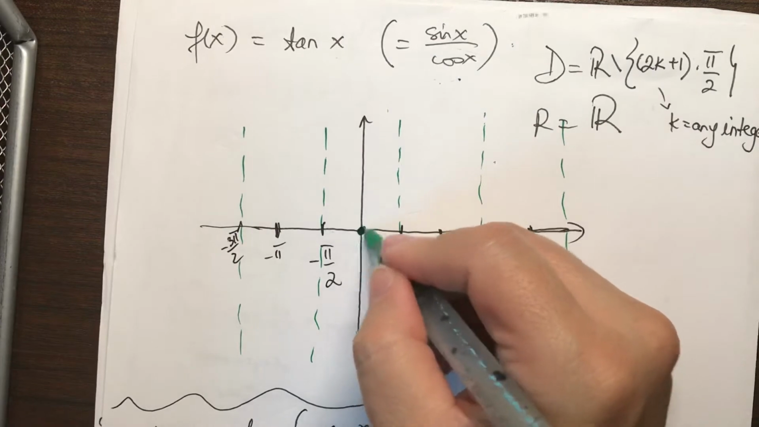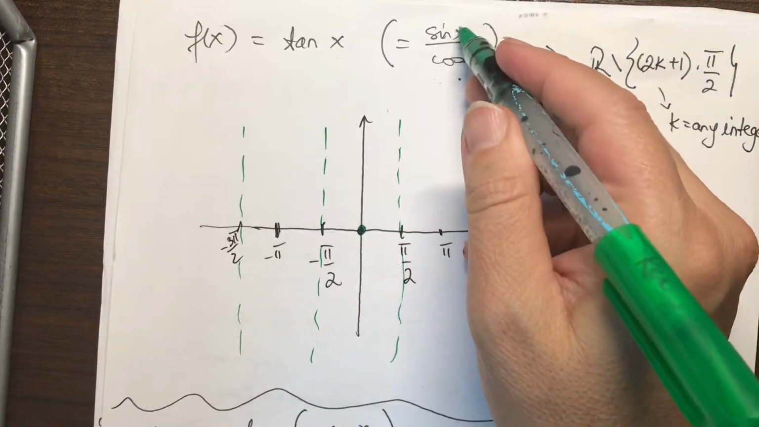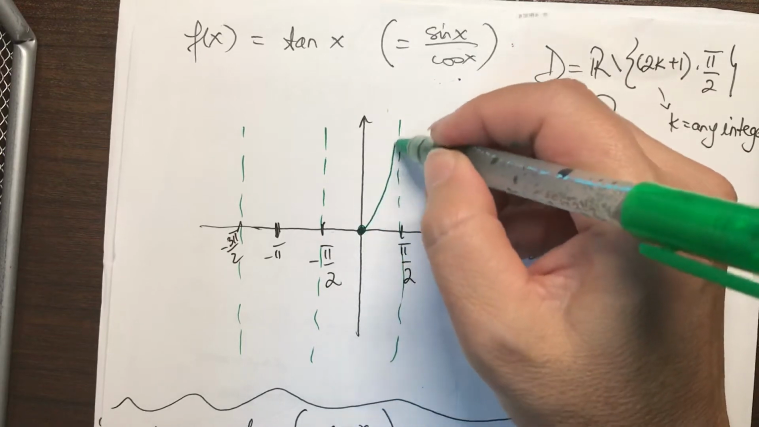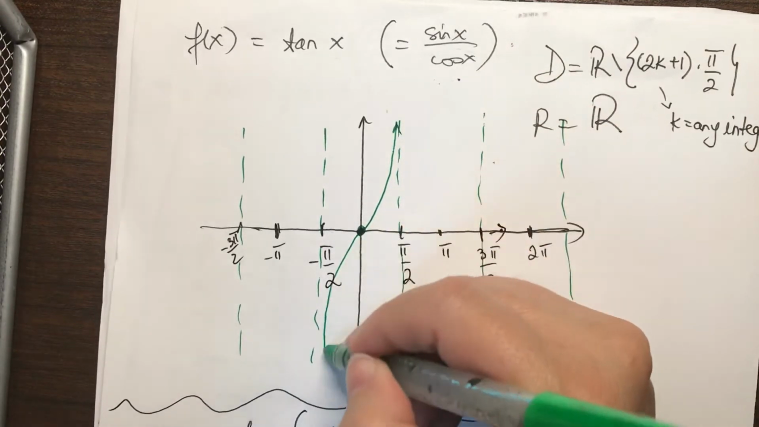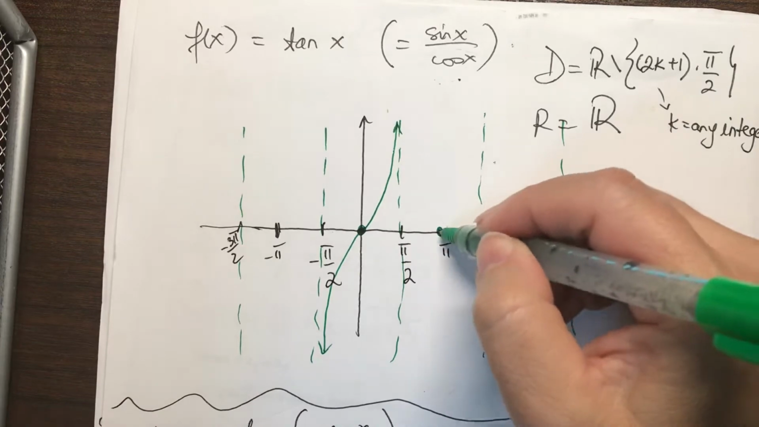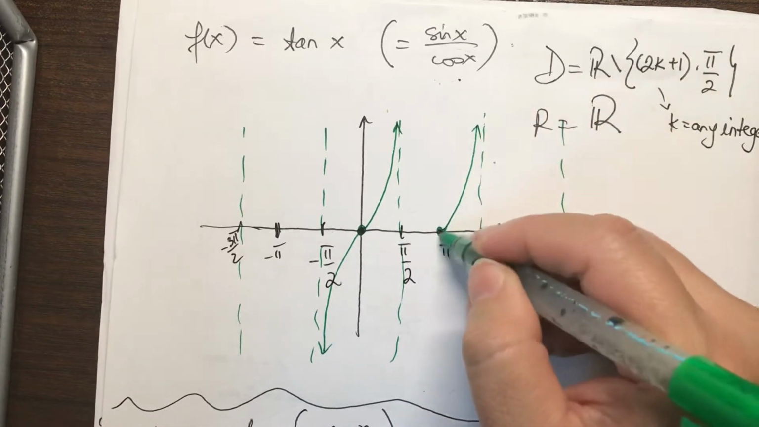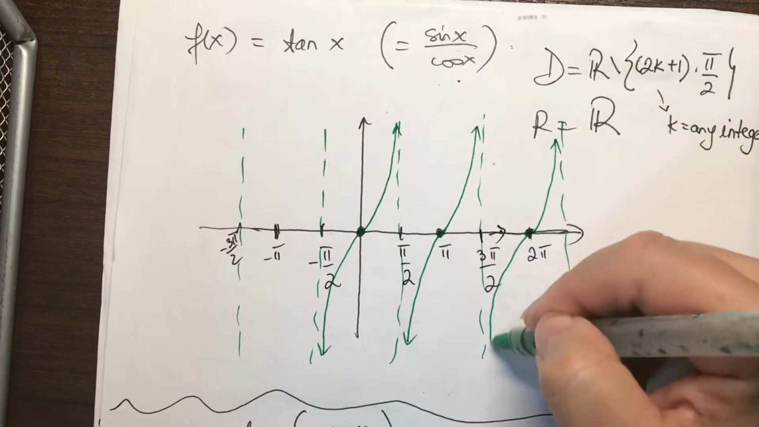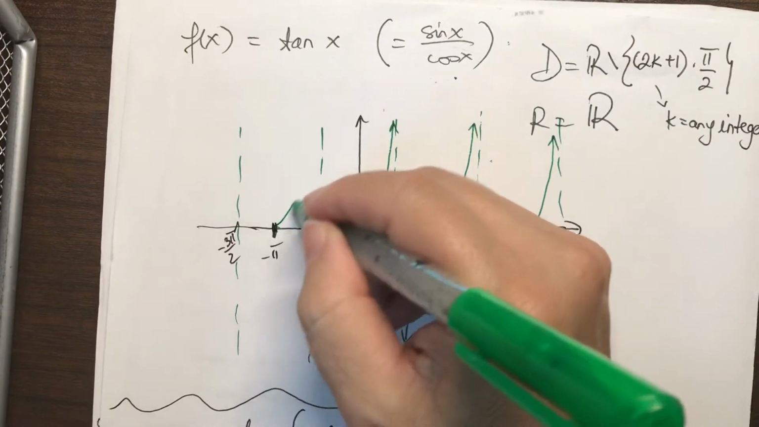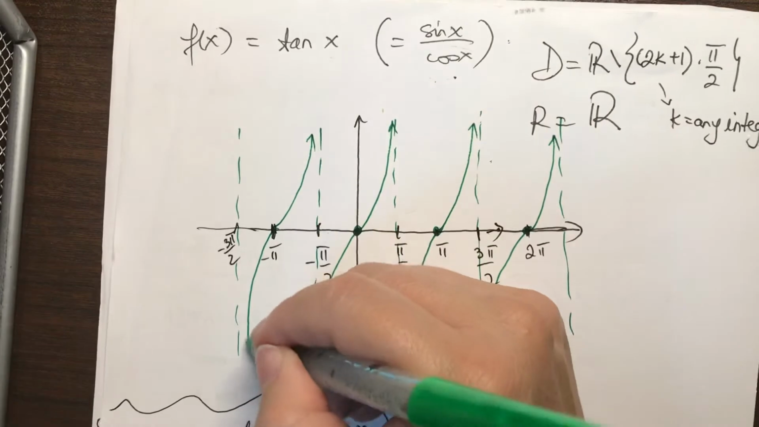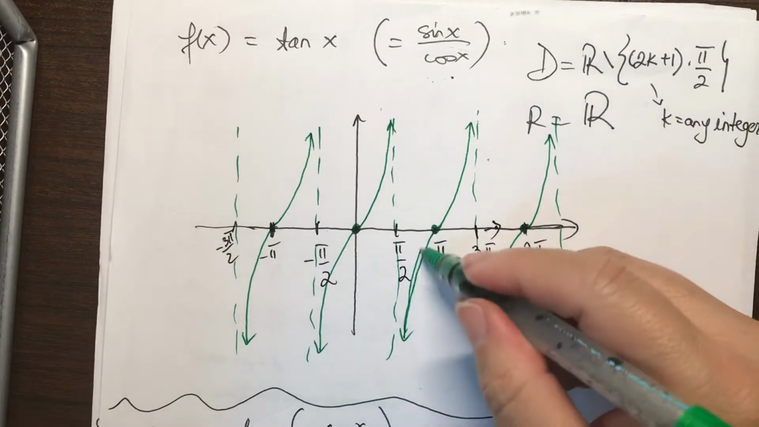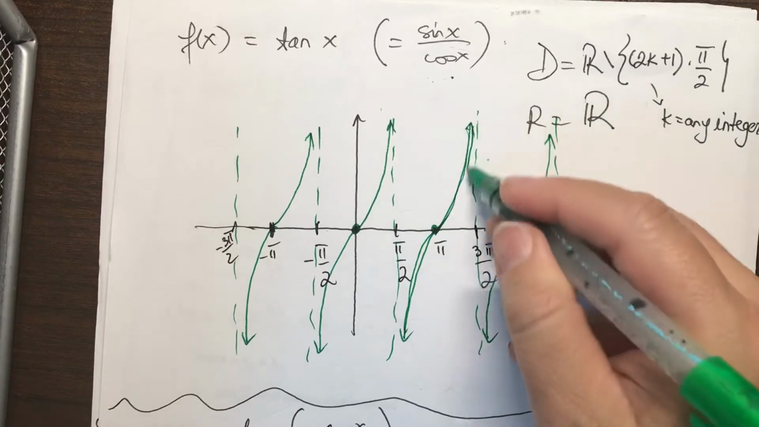What does it do in between? By the way, tangent of 0 is sine of 0, which is 0, divided by cosine of 0, which is 1. So 0 divided by 1 is 0. And then it grows up infinitely large. At pi, it's going to be 0, and grows up infinitely large. You can take your calculator and test it. This one should come in a little bit more evened out, not so linear.